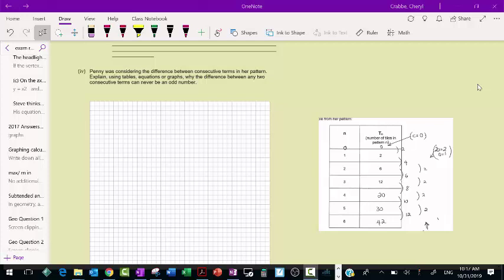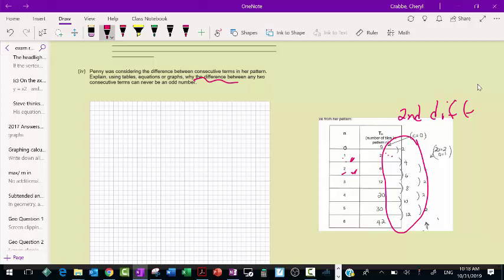Now, the second part of this question on Penny's pattern is about the difference between consecutive terms. In essence, when you're talking about the difference between consecutive terms, you're talking about the second difference, right? Between term 1 and term 2, you get values of 2 and 6 for the number of tiles. The difference is 4. Between 2 and 3, the difference is 6. And between 3 and 4, the difference is 8.